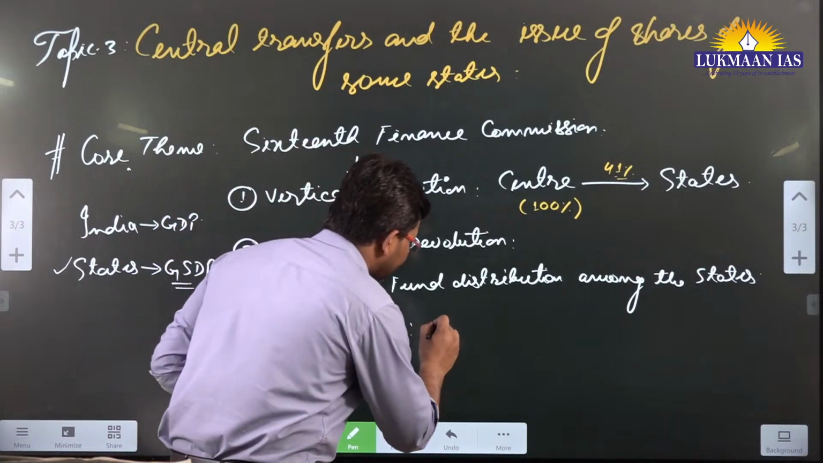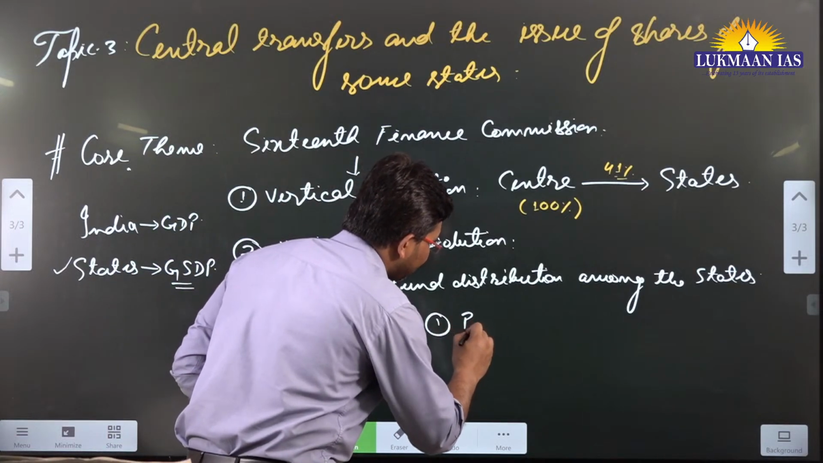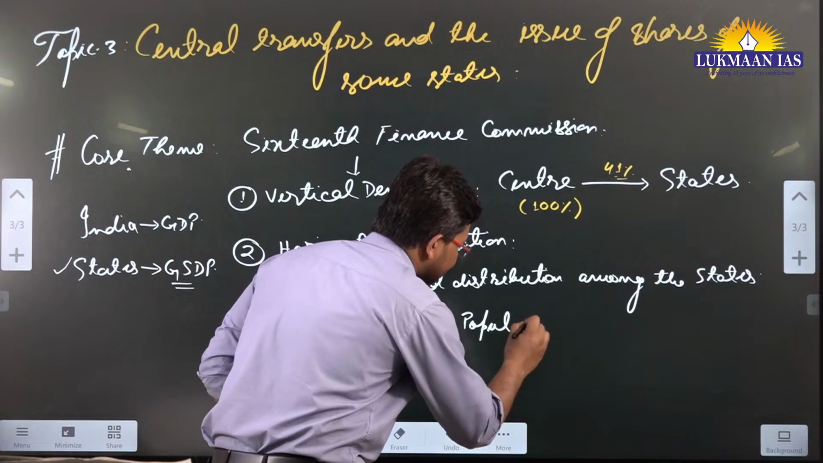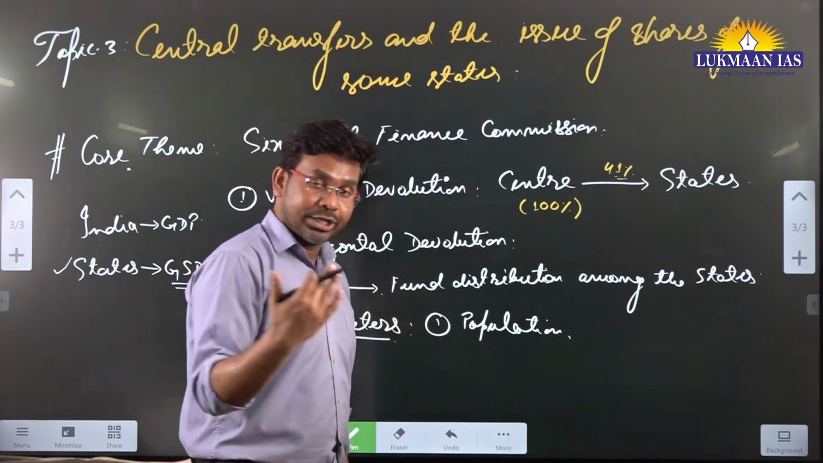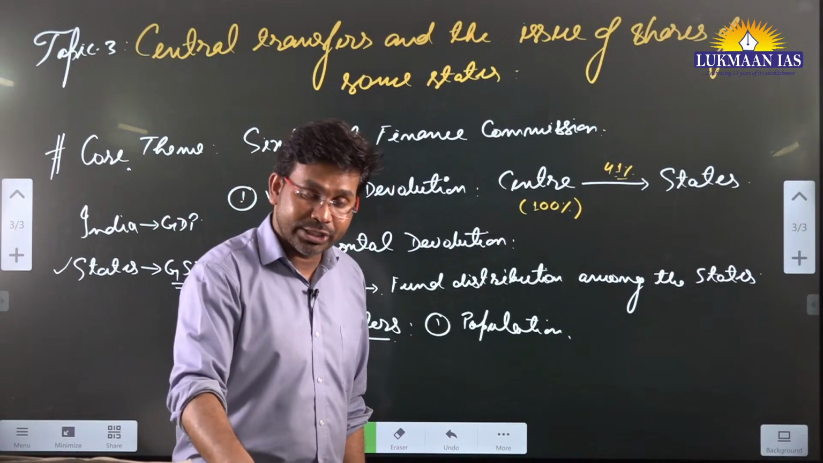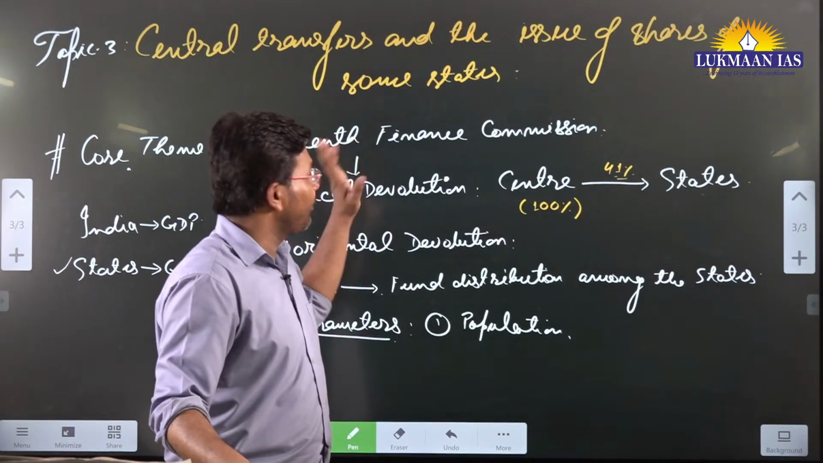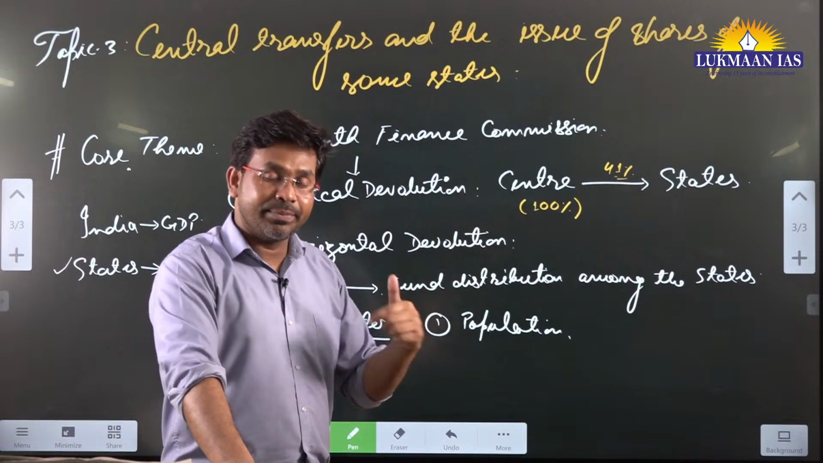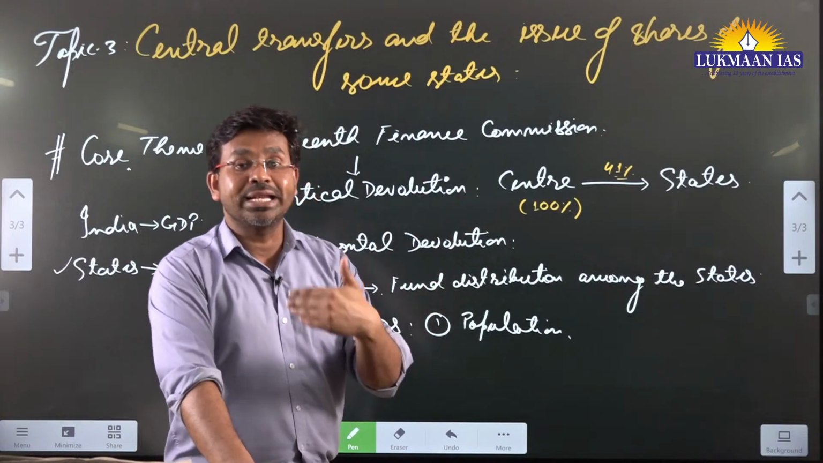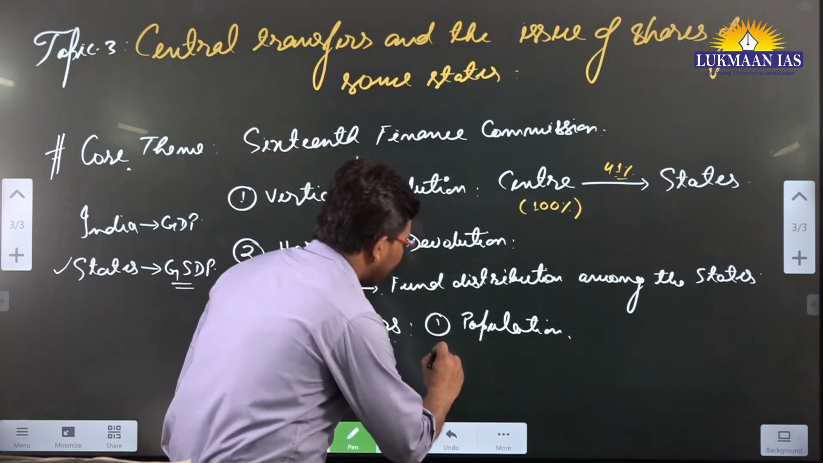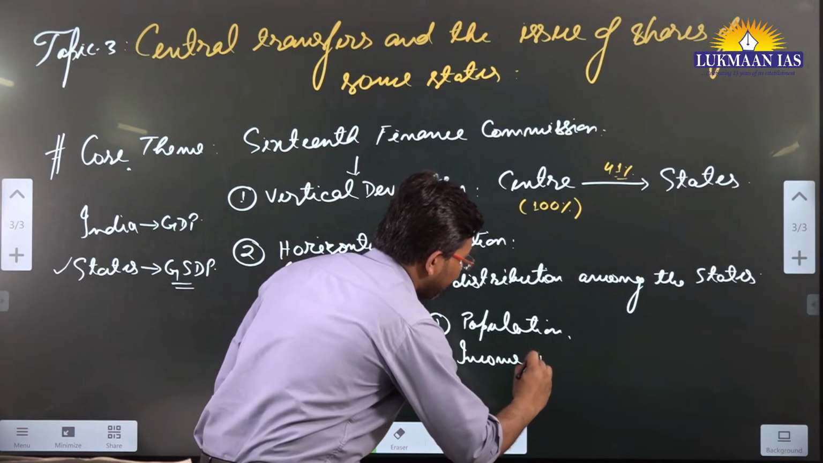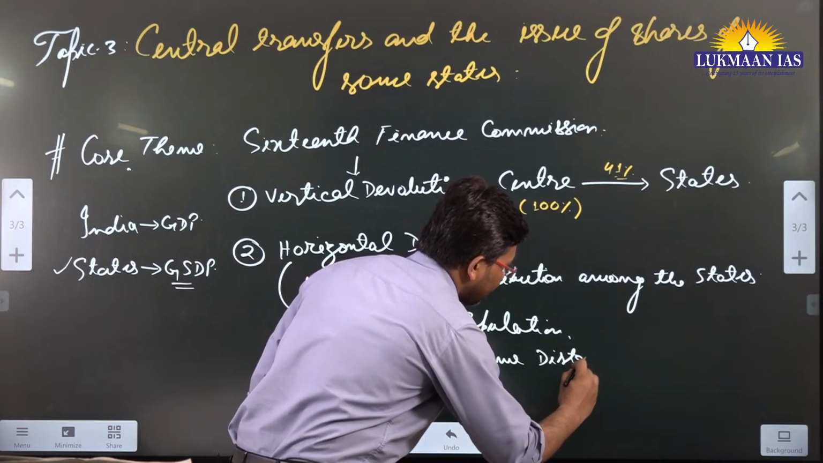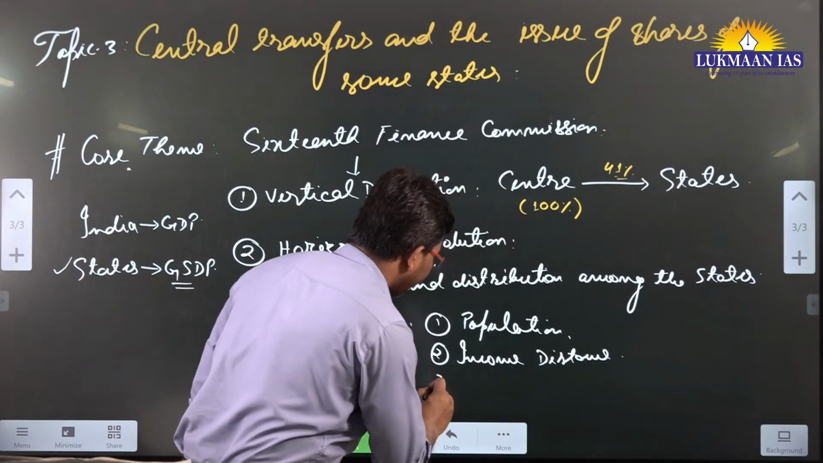So what are the parameters? Number one parameter, let's say, population is a parameter that is considered. The previous Finance Commission considered population earlier. 1971 population was considered, but the 15th Finance Commission looked into the 2011 census data. Apart from this, income distance is also a parameter, right?